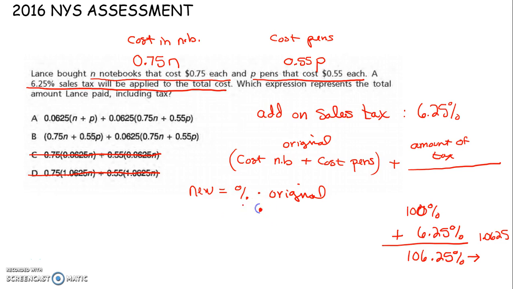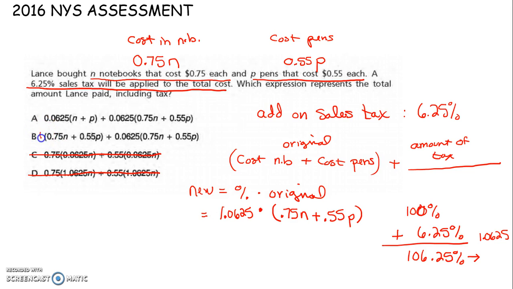All right, I have my overall percentage. I'm going to jump up by 106.25%. So my new price will be 1.0625 times the original amount I spent. Well, the original amount I spent was 75 cents for each notebook plus 55 cents for each pen. Then I look here and I say, gosh, if only one of these became this. Let's see if we can make one of those become this.